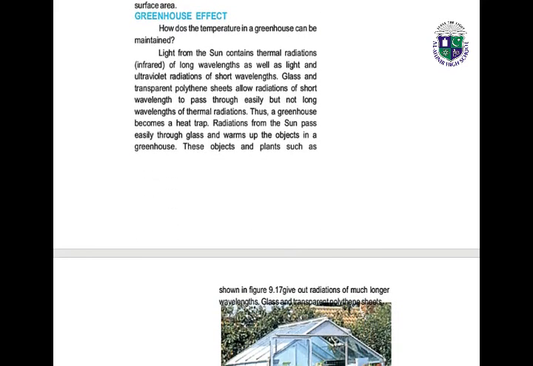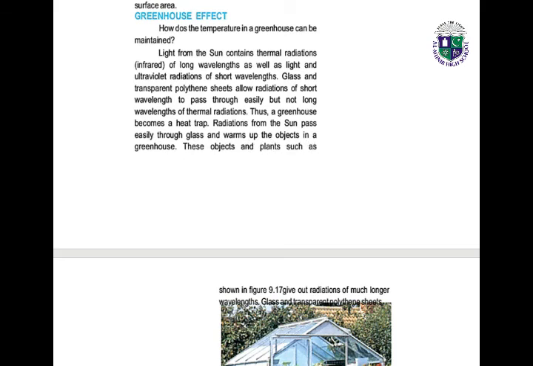Greenhouse effect. Yes students, we already know about the greenhouse effect. Light from the sun contains thermal radiations of long wavelengths as well as light and ultraviolet radiations of short wavelengths. Glass and transparent polythene sheets allow radiations of short wavelength to pass through easily but not long wavelengths of thermal radiations. A greenhouse becomes a heat trap. Radiations from the sun pass easily through glass and warm up the objects in a greenhouse.